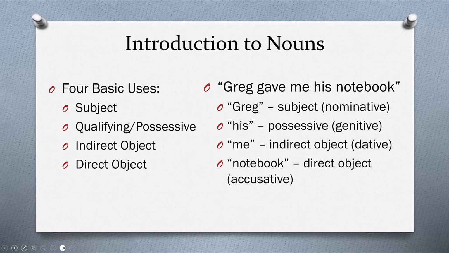Greg gave me his notebook. So Greg is giving the notebook, but he's giving it to me. Me would be the indirect object in the sentence, which in Greek, generally speaking, is going to be the dative case. And the notebook is the direct object. The direct object, generally in Greek, is going to be called the accusative case.